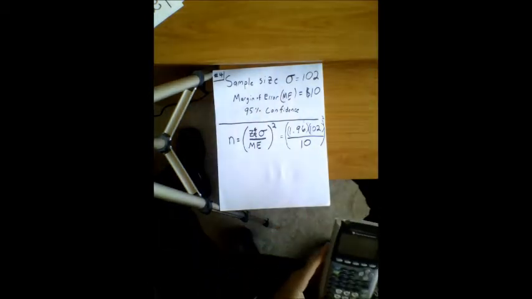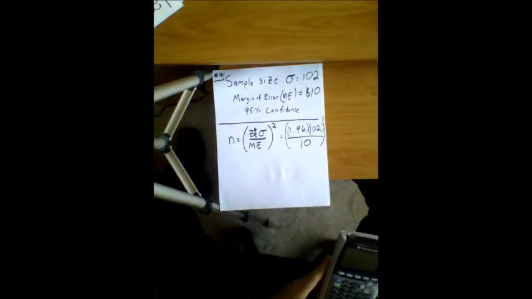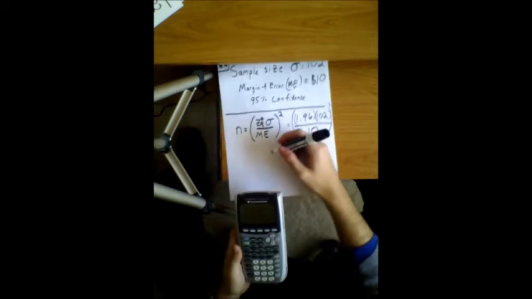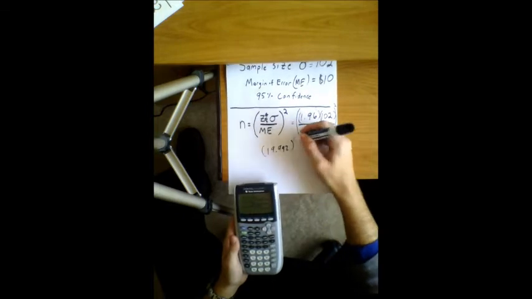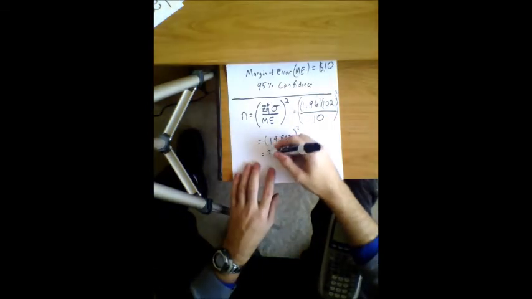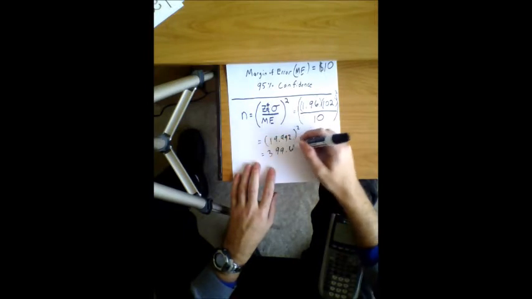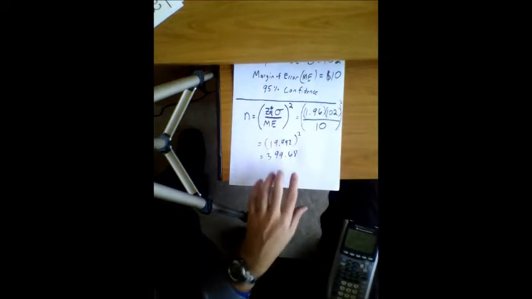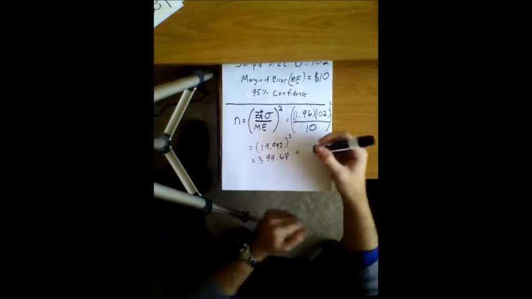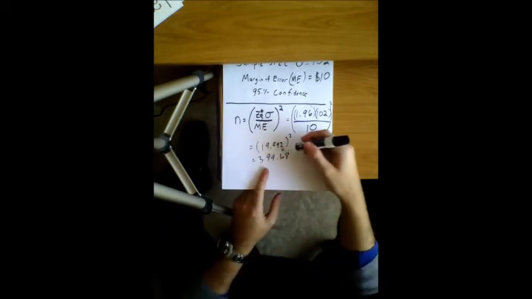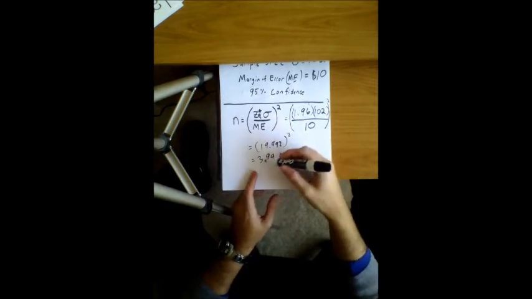So when you go ahead and punch this in, you should get 19.992, and we're asked to square that, which ultimately gives us 399.68. Of course, we want the nearest whole number, so the smallest number of people we need to poll. Well, you can't poll a fraction of a person, so this would be incorrect if you put it in as is. Remember, we always round up.